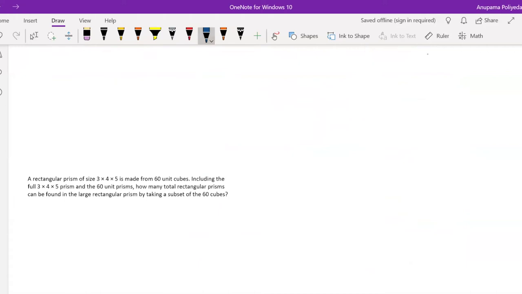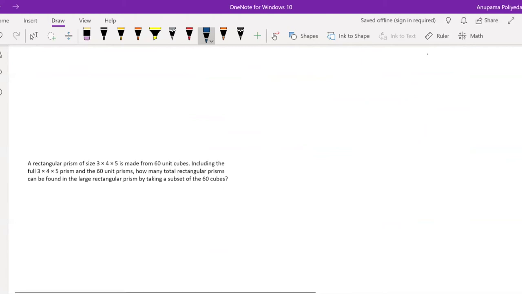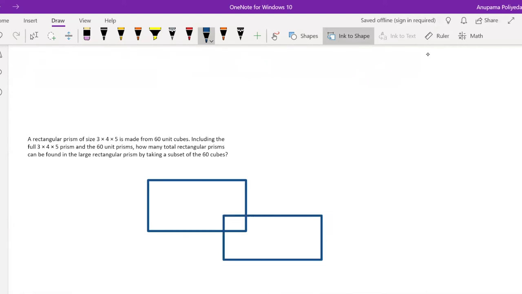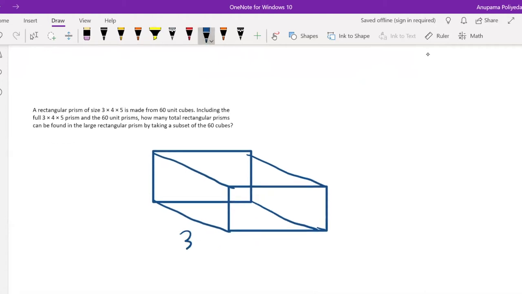78 prisms. 76. 189. All right, so we need to find how many little mini prisms of all sizes, including the big prism, are in the 3x4x5 rectangular prism. So this here is a rectangular prism, and the dimensions are 3x4x5. It's not to scale, but that's fine.